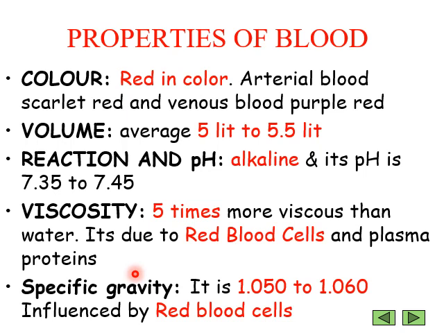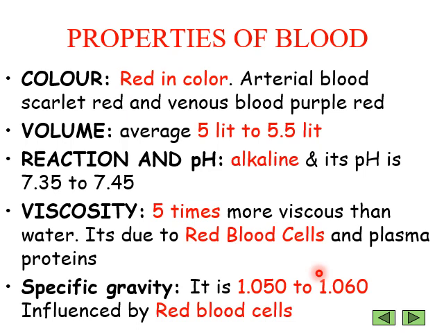If the densities of the two substances, that is the blood and water, are the same, then what will be the specific gravity? It will be 1. The densities are equal, so the specific gravity will be 1. But here the specific gravity of the blood is not 1, it's more than 1, meaning 1.050 to 1.060, meaning the blood is denser as compared to water.